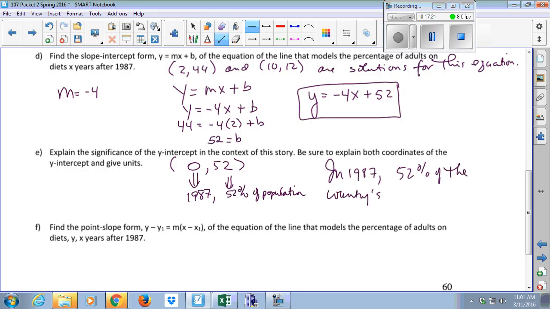Okay, we've done this a few times in the past, but again, you want to make sure you have the significance of what both of those numbers mean along with their units. I don't want a generic statement telling me what a y-intercept is: when I plug in 0, I get a value for y. We're talking about this context.